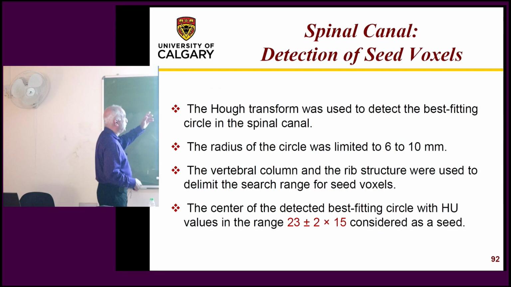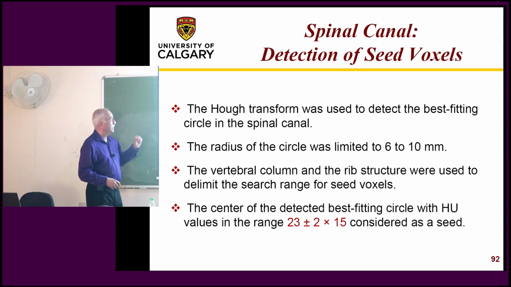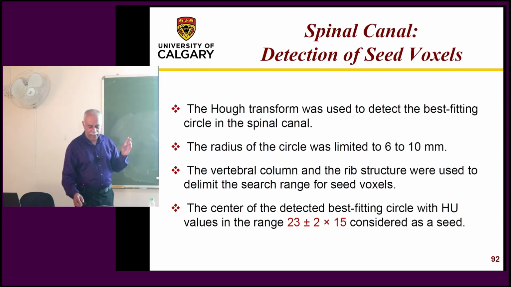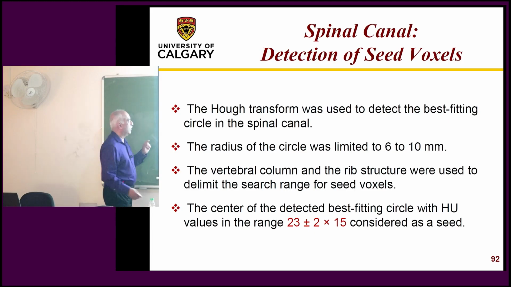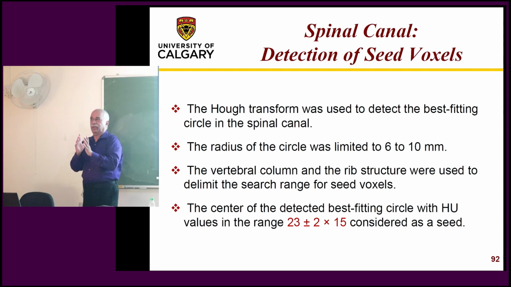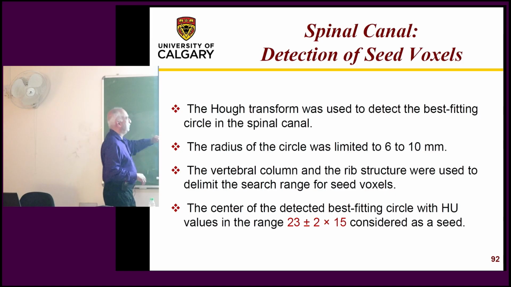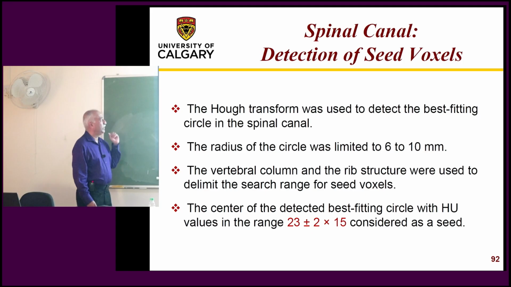Seed voxels: the Hough transform was used to detect the best fitting circle of the spinal canal. We saw that earlier. That method was developed by another grad student, Hanford Diglett. He had made some assumptions that we were not happy with. So later on, when Shantanu took up this project, we modified it. The radius of the circle was limited to the range, as I described earlier, 6 to 10 millimeters. The vertebral column and the rib structure were used to delimit the range.